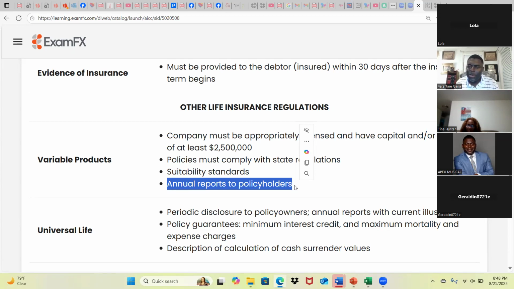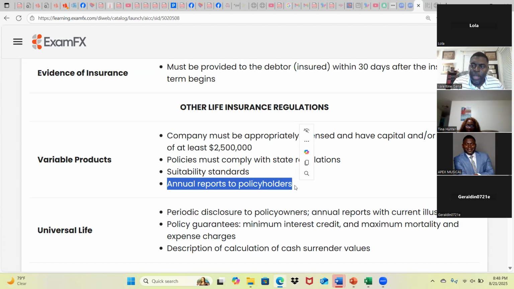1000% you will see that question in the exam. You need a securities license, and you need to be registered with an organization called FINRA. FINRA is an organization that regulates securities licenses. So you need to be able to write a variable policy: you need a producer license, a securities license, and you need to be registered with FINRA.